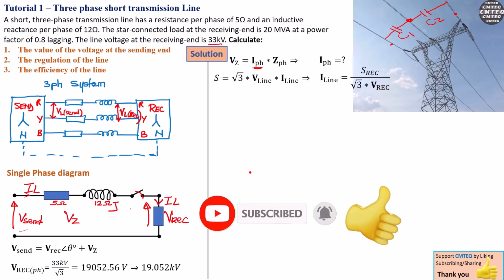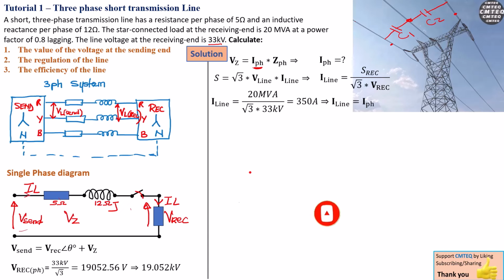Great stuff. Now continuing, we can calculate the I line by simply doing 20 MVA divided by the square root of 3 times 33 kilovolt. That will give us 350 amps. Great. Now it is important to understand that in a star configuration, I line is the same as I phase.